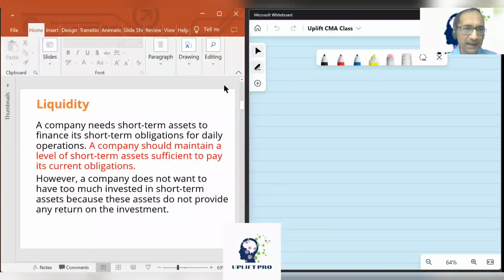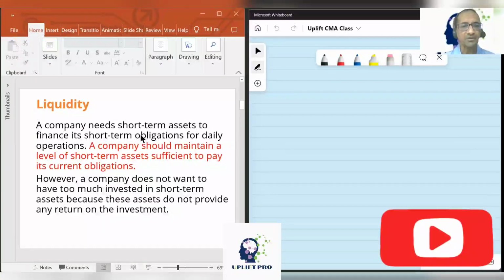A company should maintain a level of short-term assets sufficient to pay its current obligations. What this means is that the company should have enough money in the form of current assets, which I explained earlier include your accounts receivable, your inventory, your cash, and your marketable securities, to pay its daily obligations, such as accounts payable as and when they become due, the wages, etc.